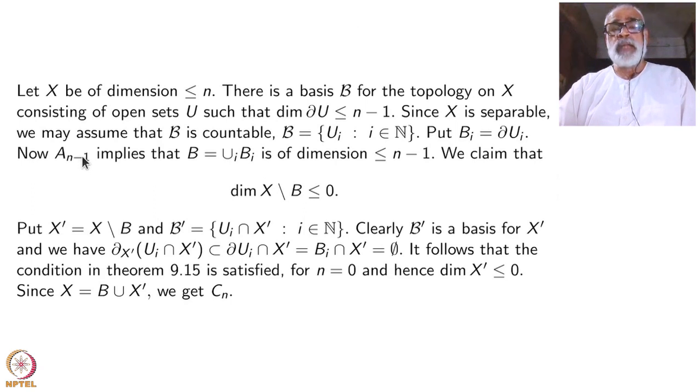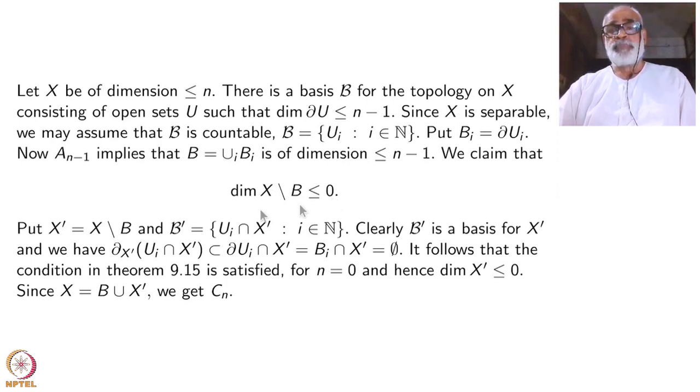Now A_(n-1) implies that if you take the union of all these B_i's, that is of dimension less than or equal to n minus 1. Okay. We claim that the complement of B in X, namely X minus B, has dimension less than or equal to 0.